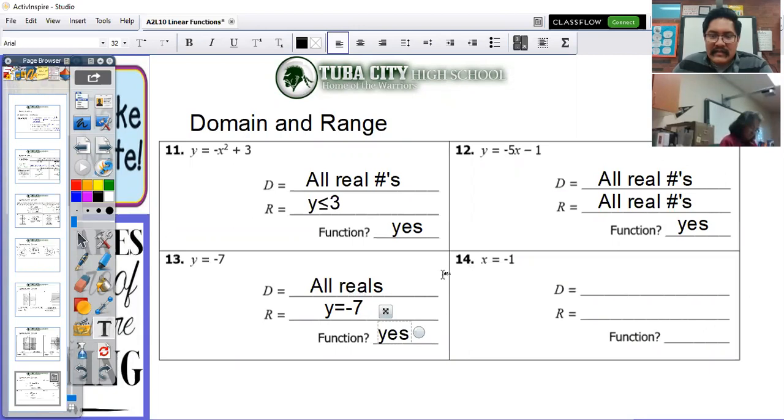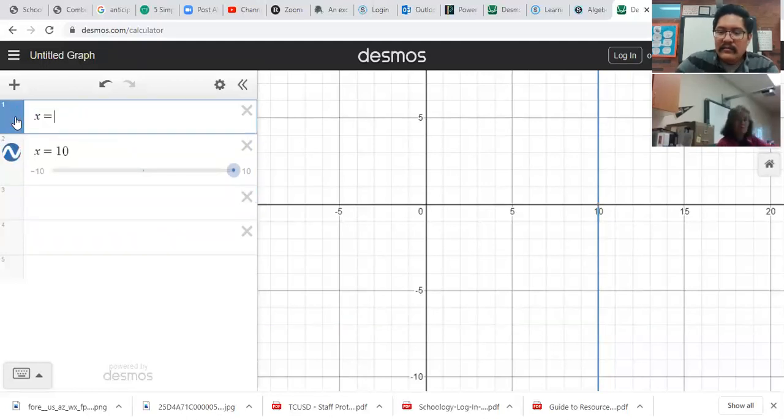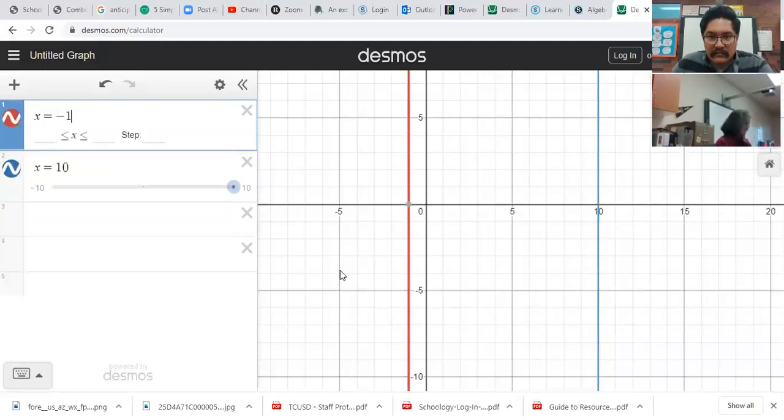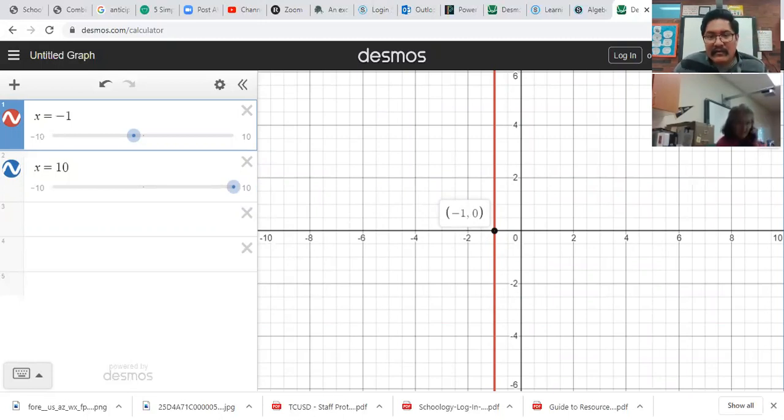All right, let's go ahead and do this last one. X equals -1. So type that into our graphing tool. X equals -1. There we go. So we have a line here at -1, and we have only one possible domain. The x value for this line, since it's only perfectly straight up and down, we can only have one value for it, and that is -1. That's the only number x can be.